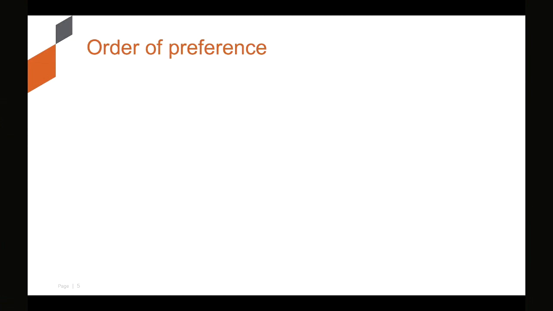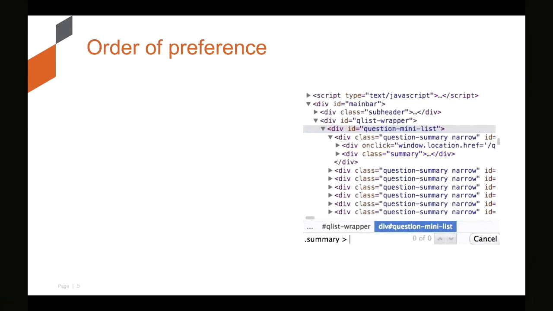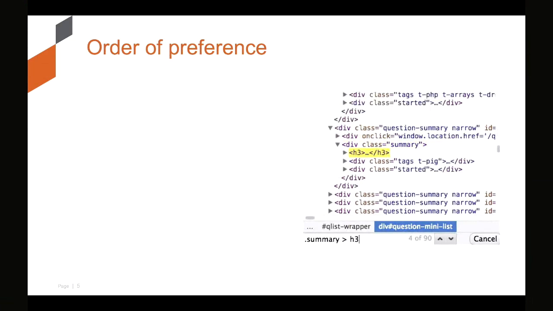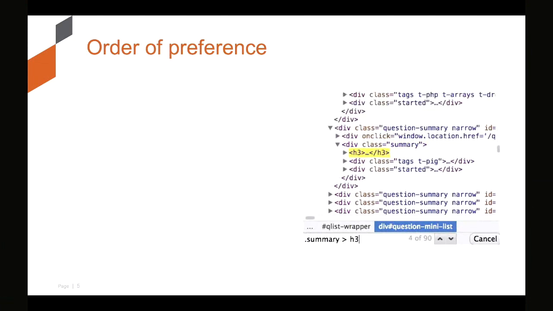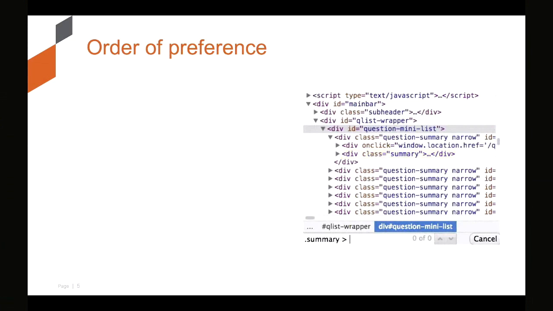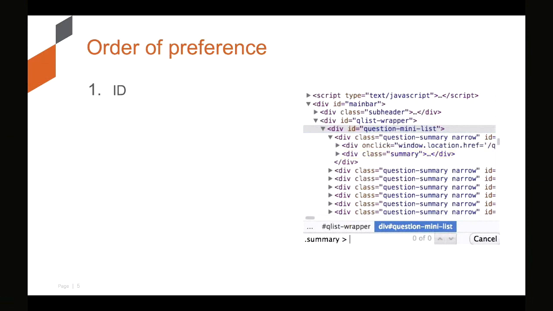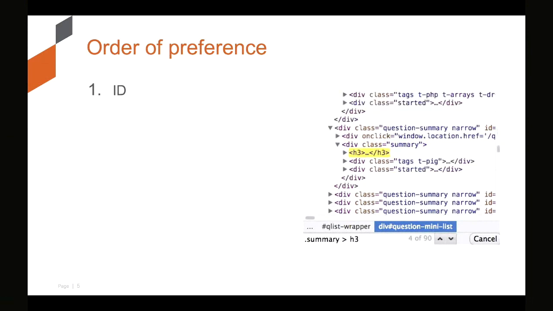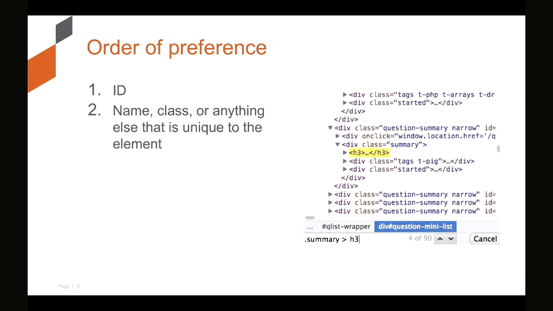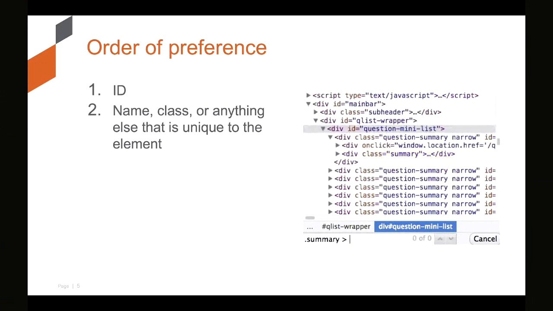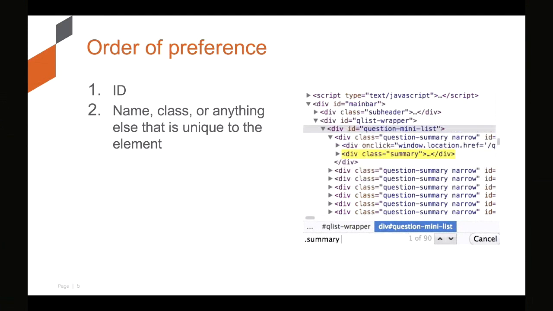Order of preference. If you look at the DOM, you'd see an element has multiple attributes, which means you can build selectors in multiple ways. However, it's always a good practice to follow a certain order of preference when it comes to usage of these attributes to select elements. The first on the list is ID. ID is always the best option. If you have an ID for an element, go ahead and use that. However, all elements may not have an ID attribute. In that case, look for something which is unique to that element. For example, it could be a name attribute or a class or anything else.